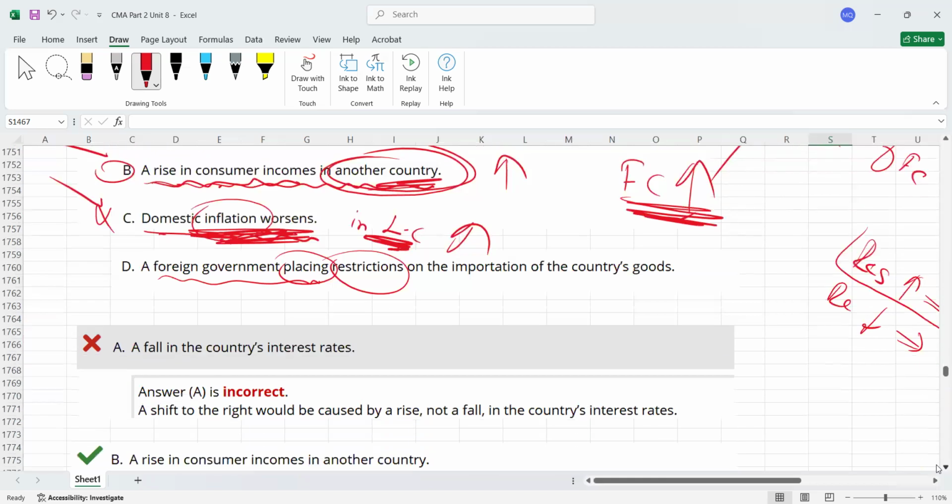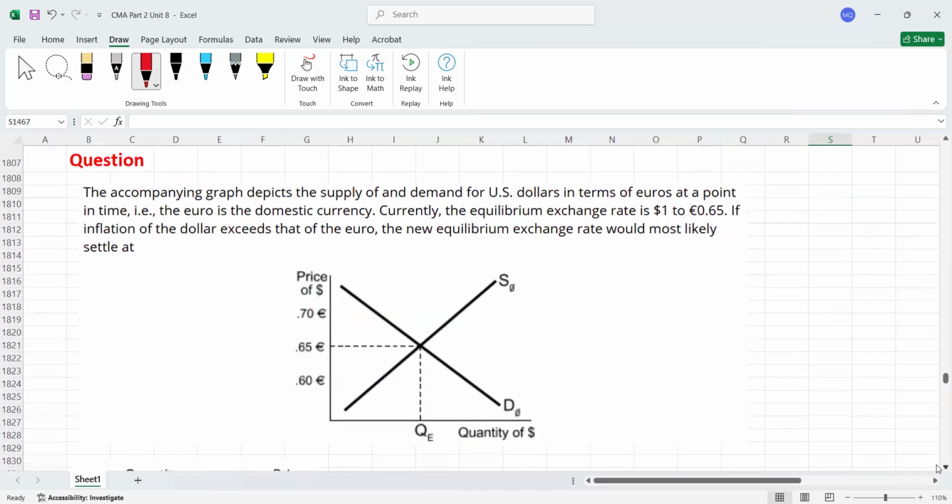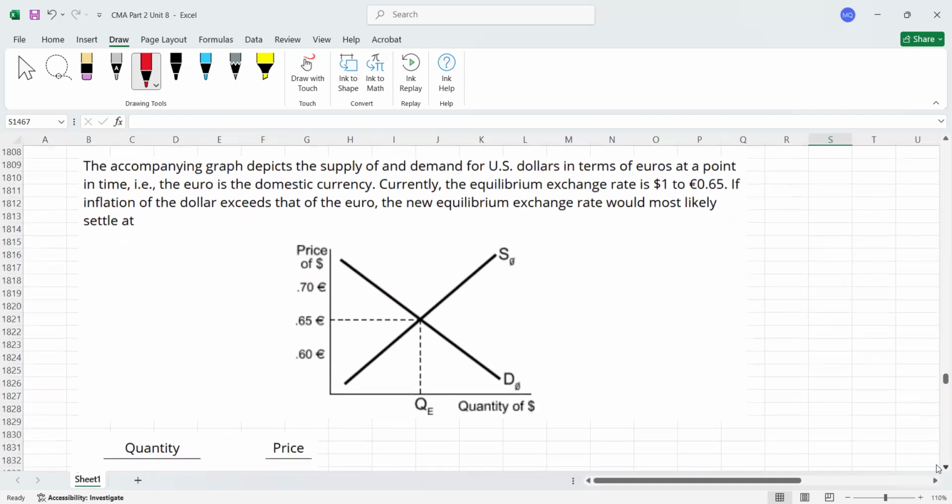Okay, guys, so we got it here now. Another question. Here we go. They are saying that the accompanying graph depicts the supply of and demand for US dollars, in terms of euros, at a point in time.